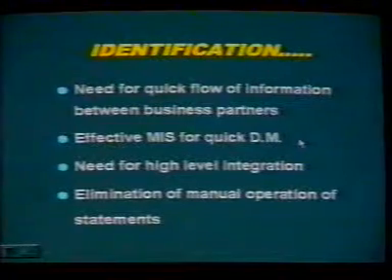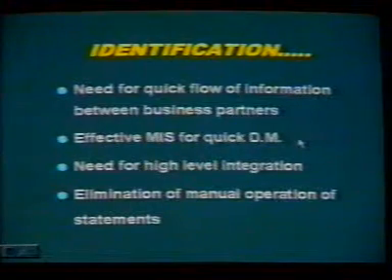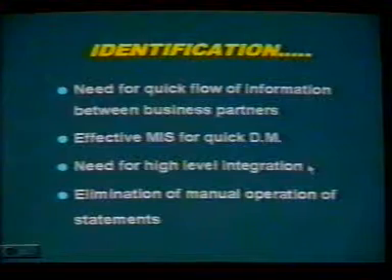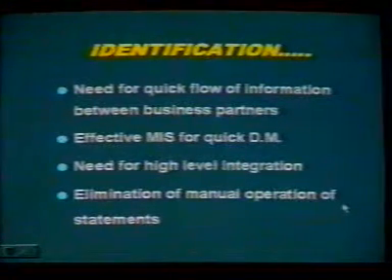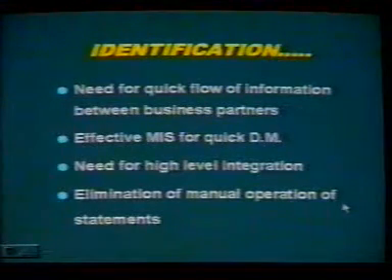Now, part 2 starts. The need for quick flow of information between business partners, the customers and the vendors. Effective management information system for quick decision making. It's very important the decision should be made very fast at the right time. The need for high level integration among the various departments. Manual operation should be eliminated completely, and we should go to electronic data interchange.